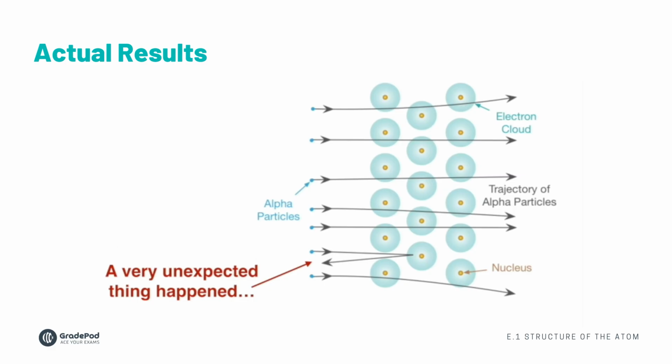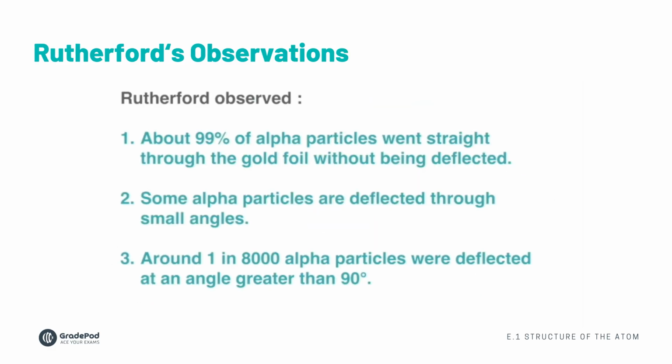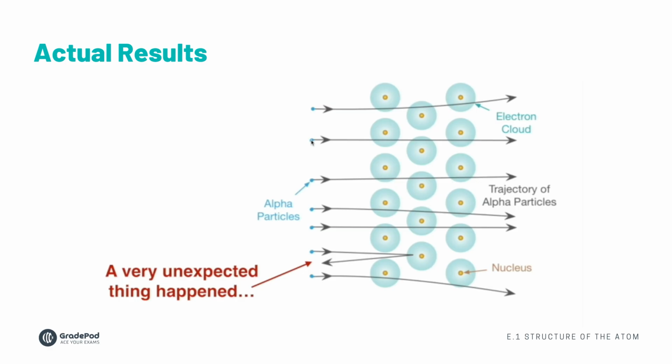Let me tell you what Rutherford's observations were. Rutherford observed that about 99% of the alpha particles went straight through the gold foil without being deflected. So 99% of them went in a straight line like that.